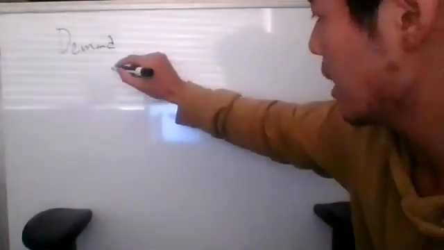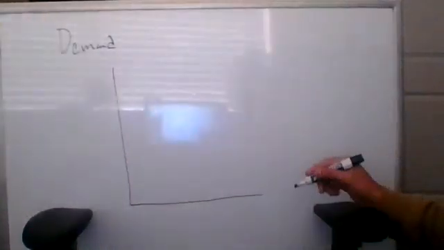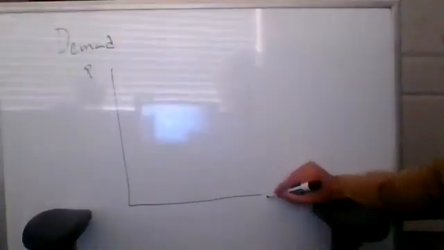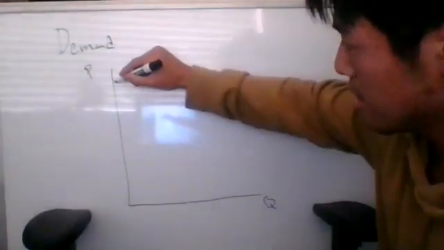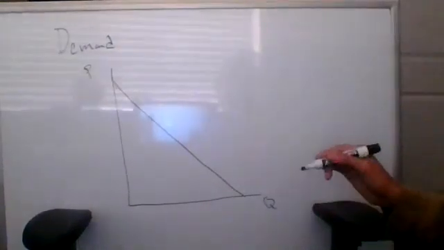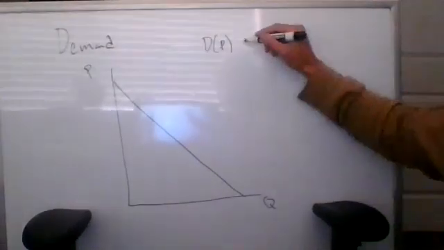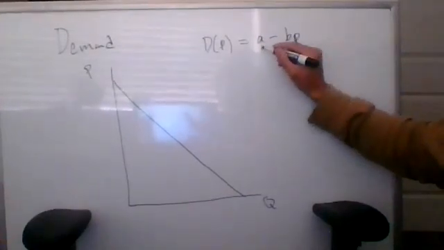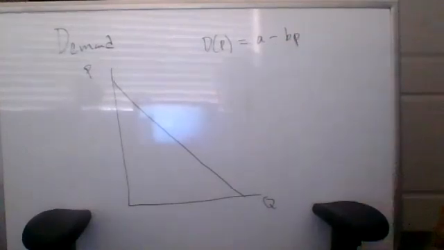So let's take a look at a general demand curve, with P and Q on our axes, and something that looks like this, where it's downward sloping. We're going to use D of P, and we're just going to generalize it and say that this is equal to A minus BP, where A is some constant and B is just another constant. So this is about as general as it can get.